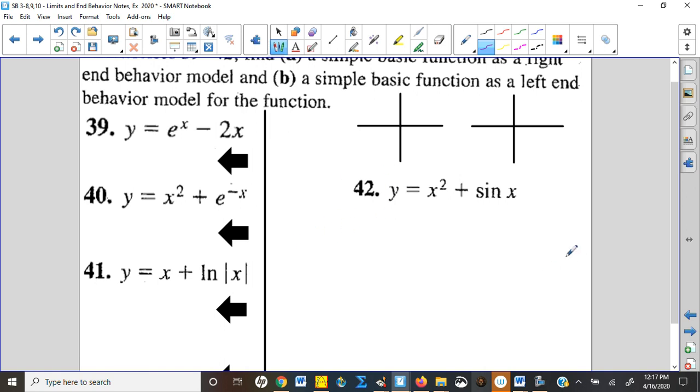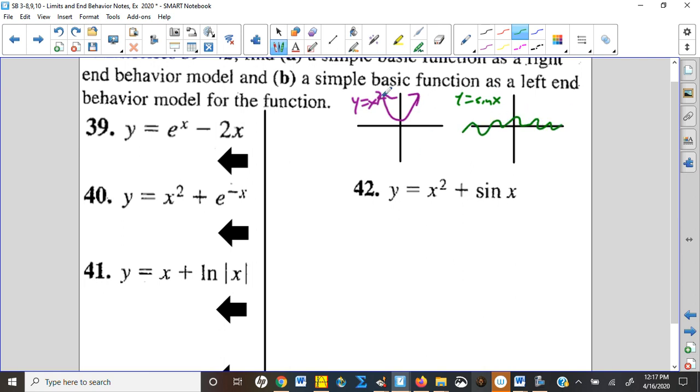All right. So we've already decided that y equals x squared is more powerful in both directions than y equals sine of x. We just had that discussion.